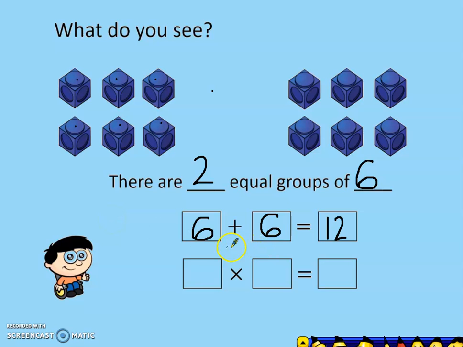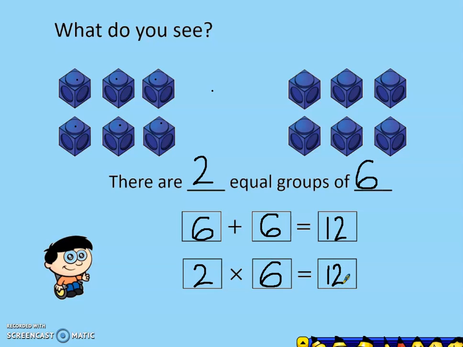Now we need to try and turn it into a multiplication sum, just like we've answered for our starter task. So there are 2 equal groups of 6. So we are doing 2 multiplied by, or times by, 6. And it's going to give us the same answer of 12.